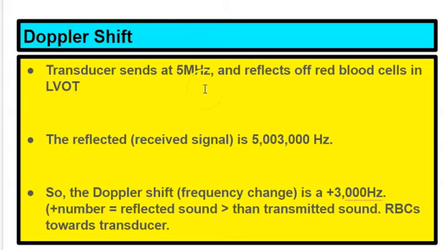The transducer sends, say, at 5 megahertz, which is kind of high for cardiac, but this is an example, and reflects off red blood cells in the LVOT, for example. The reflected received signal, say, is 5,003,000 hertz. If it's 5,003,000 hertz, that means we've hit a positive Doppler shift. The blood must be coming towards us because our frequency is higher coming back to the transducer than it was leaving. So the Doppler shift, the frequency change, is 5,003,000 minus 5 million hertz. You get 3,000 hertz.